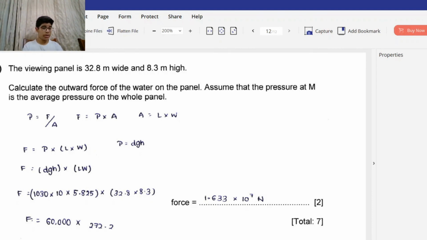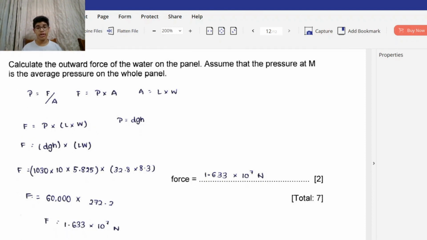So the pressure is basically 60,000, 1030 times 10 times 5.825, times the dimensions given to us here, 32.8 times 8.3. So that multiplied together is 272.2. 60,000 times 272.2 is 1.6333 times 10 power 7, and that's the average force.